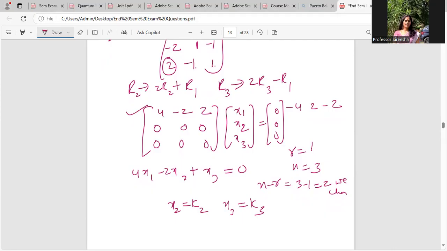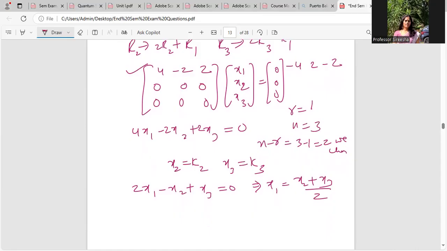So anyways, 2 I can take common from all. 2x1 minus x2 plus x3 is equal to 0. Okay, x1 would be what? x1 is equal to x2 minus x3 by 2, right? So I'll be putting x2 to be k2, x3 to be k3 and rewriting it in the vector format.